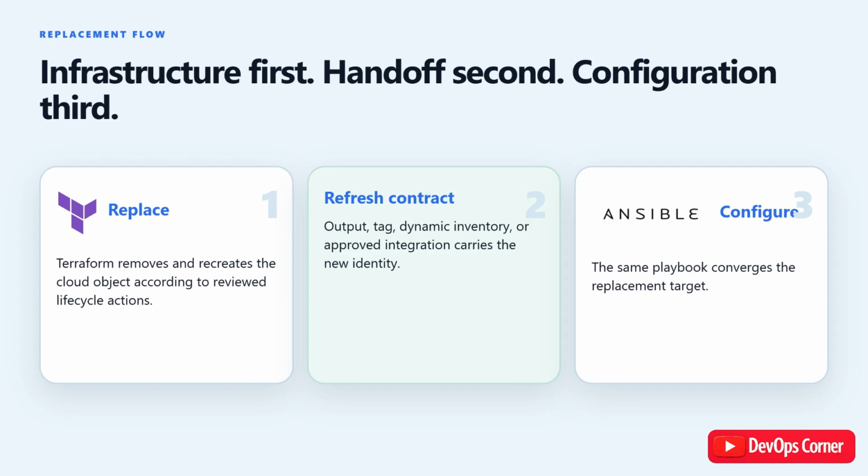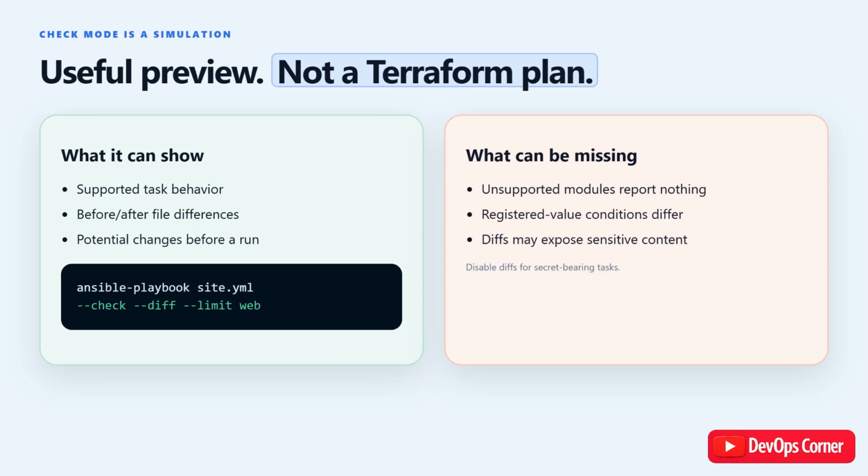When you need to make intentional day 2 configuration changes, Ansible's check mode does provide a helpful preview of what will happen. It is a simulation mechanism that previews supported task behavior and exposes file differences before you commit. But remember our skepticism of absolutes earlier? Check mode is just a simulation. It should never be equated to Terraform's exact state plan, because unsupported modules might simply report nothing, and dynamic target conditions can behave quite differently during a real execution compared to a dry run.